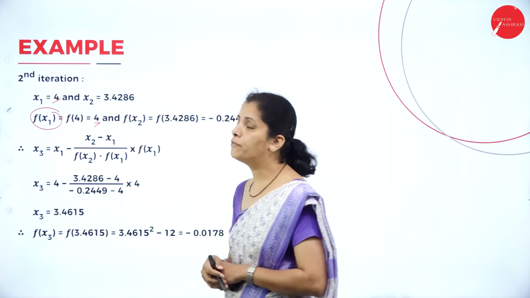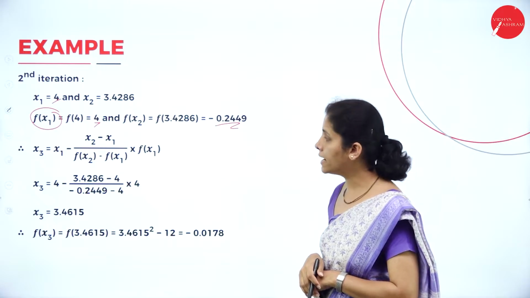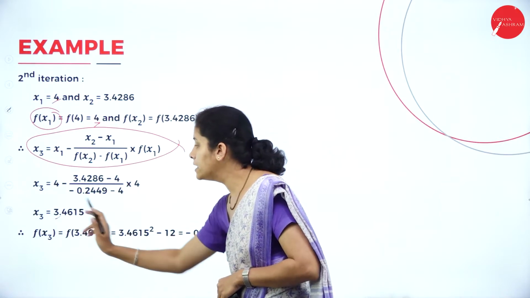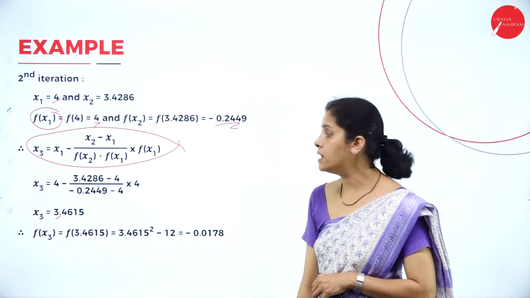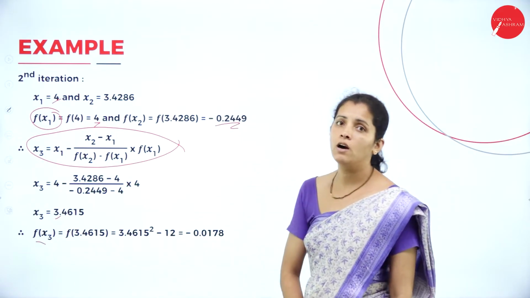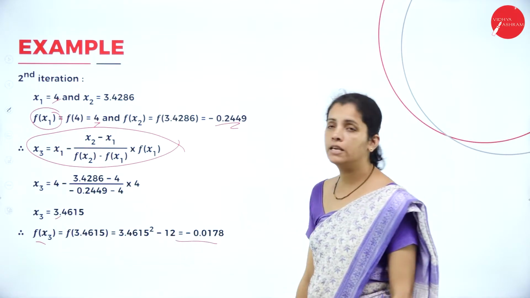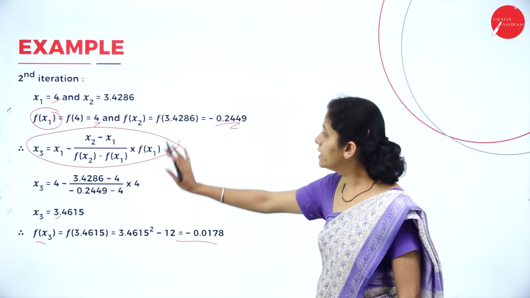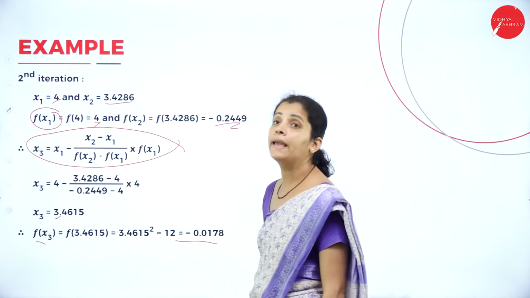And if I take f of x2, I'm going to have the answer minus 0.2449. And when I substitute these values in this formula, I'll get the answer, that is x3 equal to 3.4615. Okay, now I just want to find out f of x3. And when I find f of x3, I'll get minus 0.0178. Okay, now for the next iteration, this x2 is nothing but my x3.